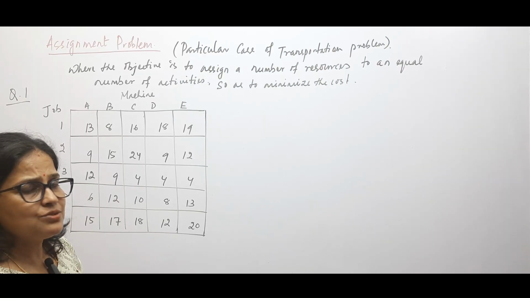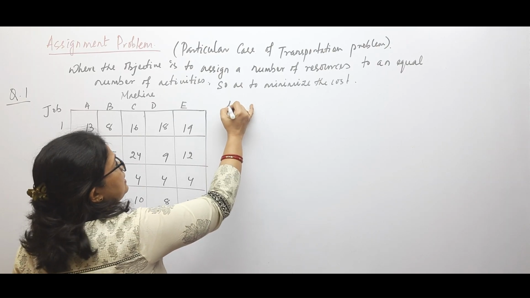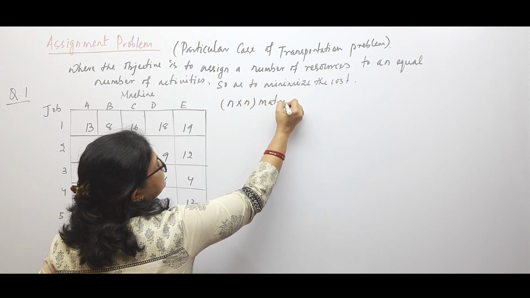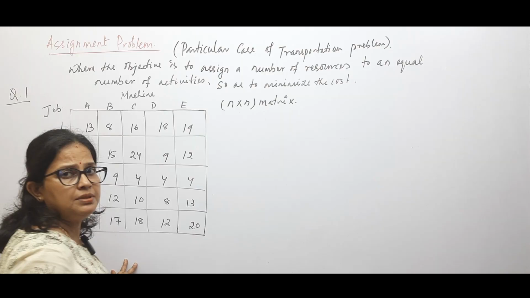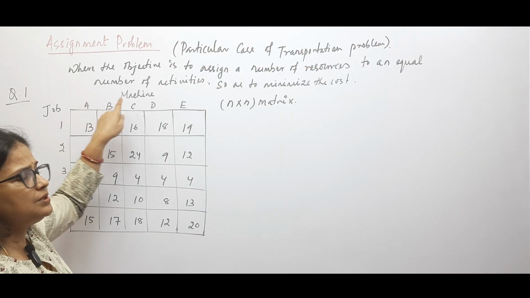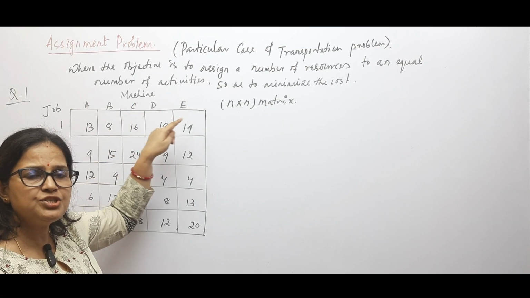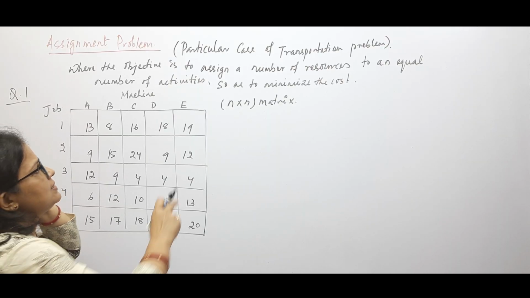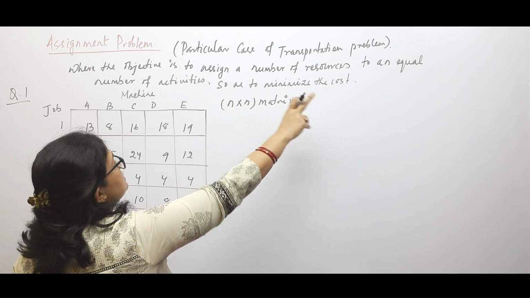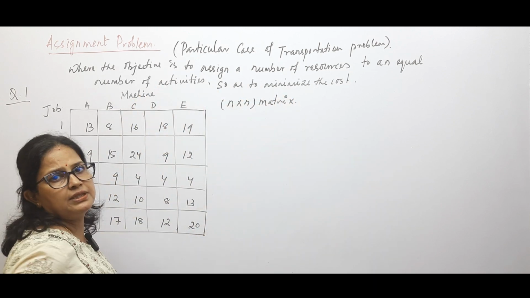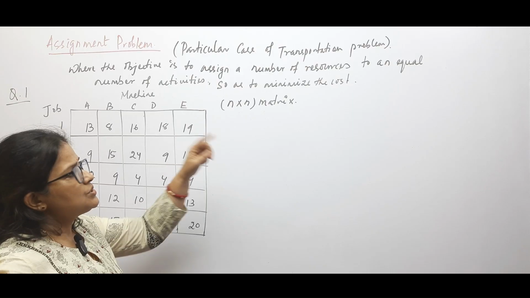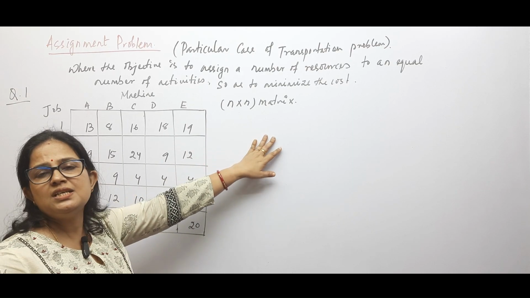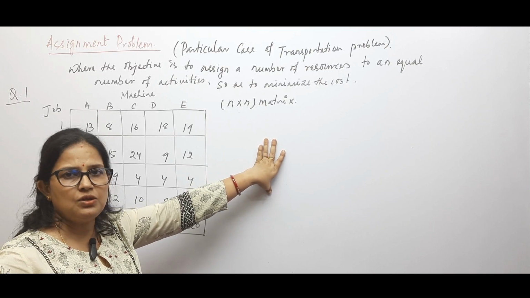So here the matrix would be an n into n matrix, because the number of jobs would be assigned to the number of machines. The number of machines would be equal to the number of jobs. So that's why it is written to assign a number of resources to an equal number of activities, so as to minimize the cost. So the main objective function here is to minimize the cost.